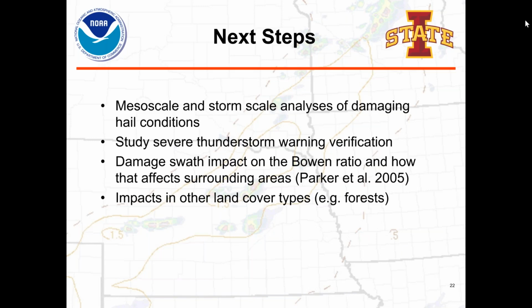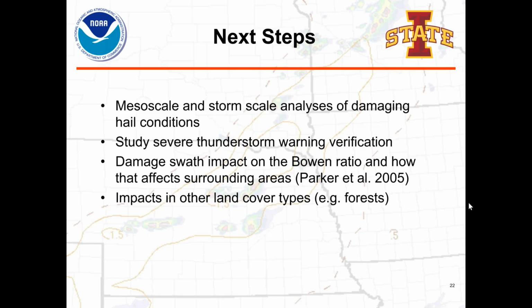And then it'd also be good to study severe storm warning verification, and how well, like the last slide, those warnings are actually doing with these hail swaths. And another topic that I personally find really interesting, so I threw it in there, is how hail swaths affect the Bowen ratio, and how that can affect the weather around it, or possibly even initiate thunderstorms. That was a paper done a long time ago that I think was really interesting.